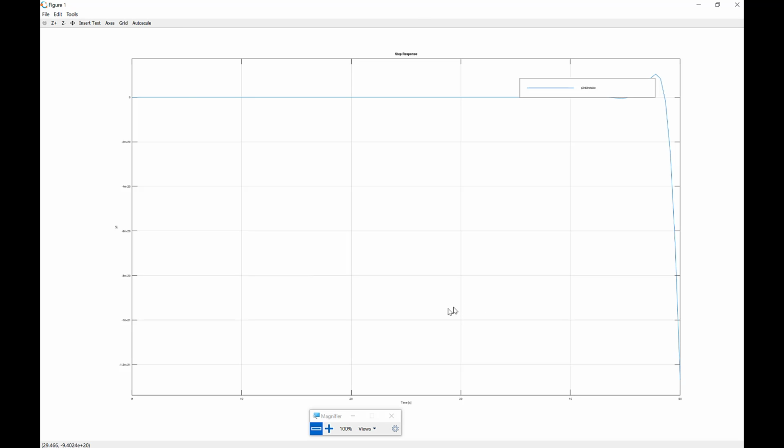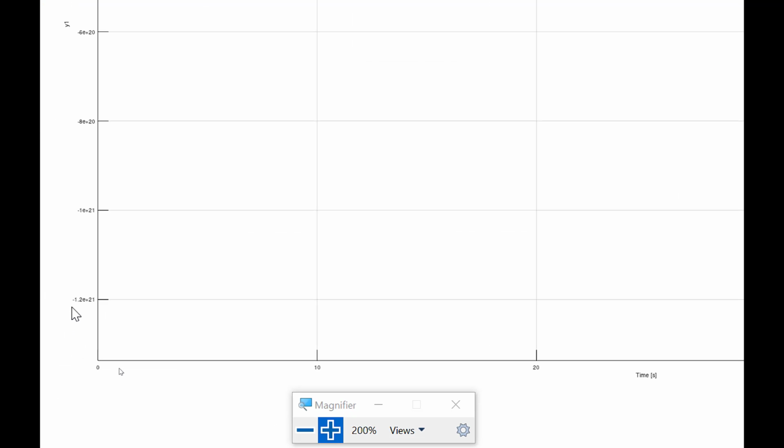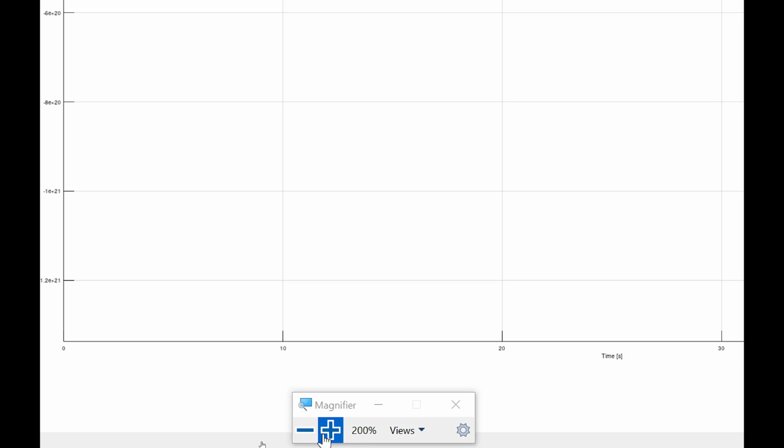It went nuts. If you look at these numbers here, let's blow it up and see. This is minus 1.2 e to the plus 21. So we're not seeing all the wiggles because the scaling has been done by that final excursion.